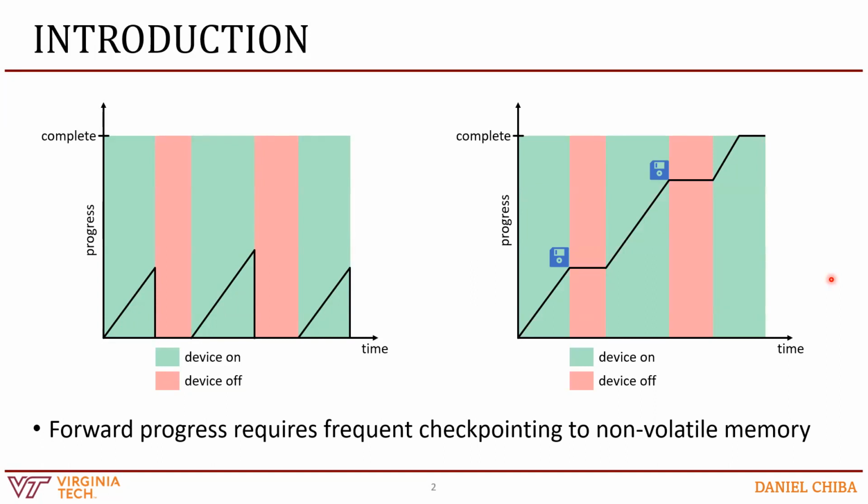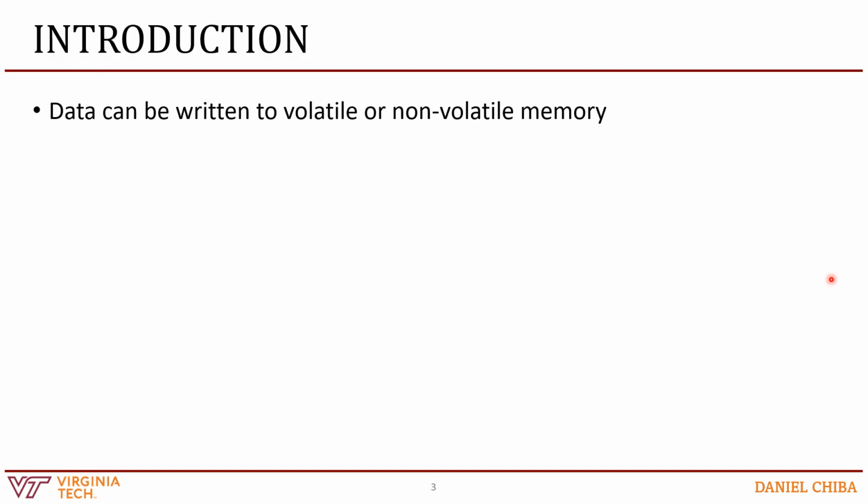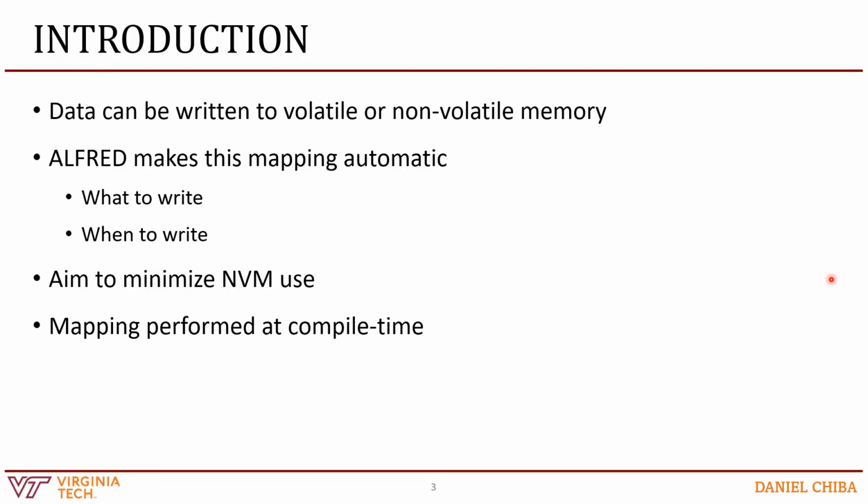Now, when you write your program, you can make the decision to write any data to either volatile or non-volatile memory. They both have their advantages and disadvantages. The primary disadvantage of non-volatile memory is that it requires a lot of energy to write to these types of memory. And so what ALFRED does is it makes this mapping automatic. It takes that decision out of the programmer's hands and decides which variables to write, where to write them, and when to write them to volatile or non-volatile memory, as the case may be.